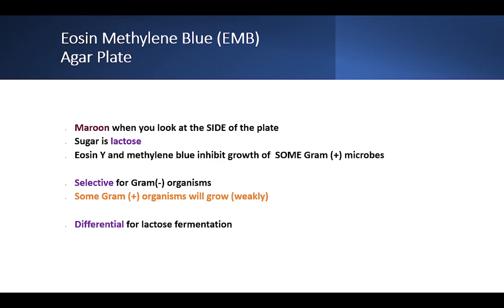All right. The next plate is EMB. EMB is a dark red, maroon-looking plate. It has a couple of interesting facts to it. First of all, the sugar on there is lactose. And EMB stands for eosine methylene blue, which are the chemicals in there, eosine Y and methylene blue, which are types of stains. And they will inhibit growth of some gram-positives. So it tends to select for gram-negatives.